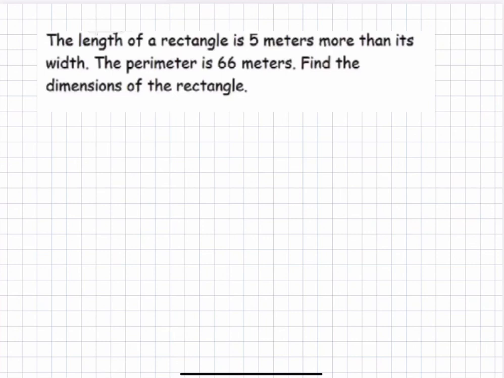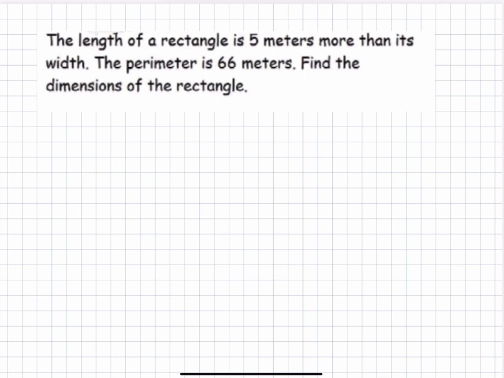Hey guys, in this video we're going to be talking about geometry let statements. So let's read the problem here. The length of a rectangle is 5 meters more than its width. The perimeter is 66 meters. Find the dimensions of the rectangle.